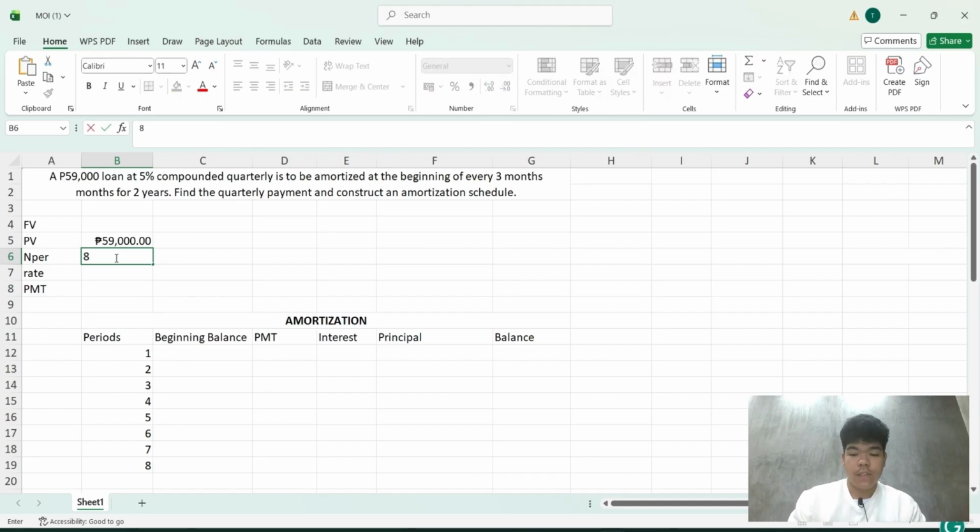So press enter. Now we move on to the next one. The rate. 5% here is not our rate, it is our nominal rate. And the rate that we're looking for here is actually the i.